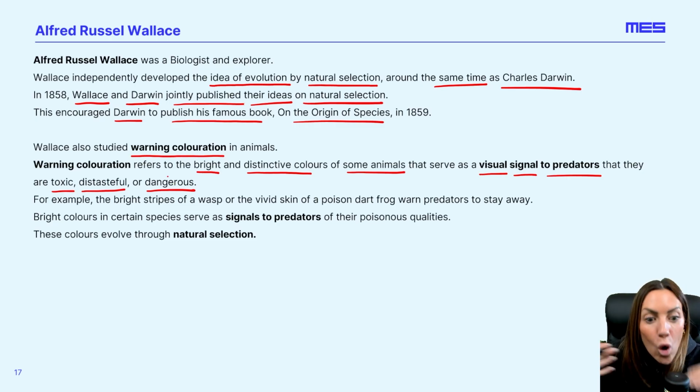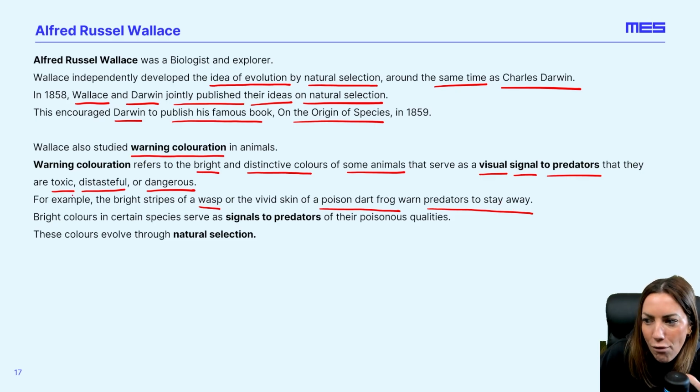So he called them warning colours, right? Bright colours in nature act as warning colours. So for example, the yellow and black stripes on a wasp indicate the wasp will sting, it is dangerous. The vivid, brightly coloured skin of a poison dart frog indicates it produces a poison, it's toxic. It warns predators to stay away. So bright colours in certain species are signals to predators that that animal is poisonous or dangerous.